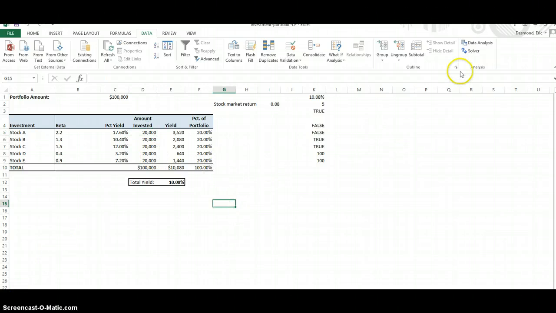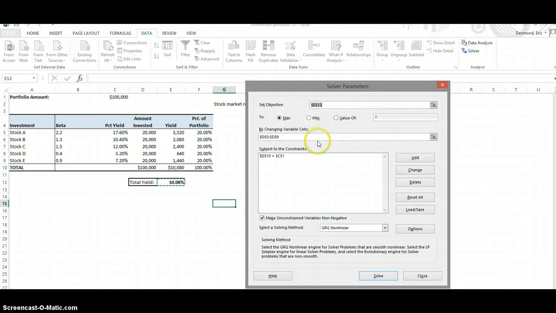Once you have that done, we're going to go into Solver, and we're going to set some constraints here. Now, as you can see, the set objective is E12. E12 is the total yield right here. By changing the variable cells, D5 through D9, the amounts invested, now subject to constraints. D10, right here, is the total amount invested, has to equal C1 up here. So in other words, the amount invested has to equal the portfolio amount.